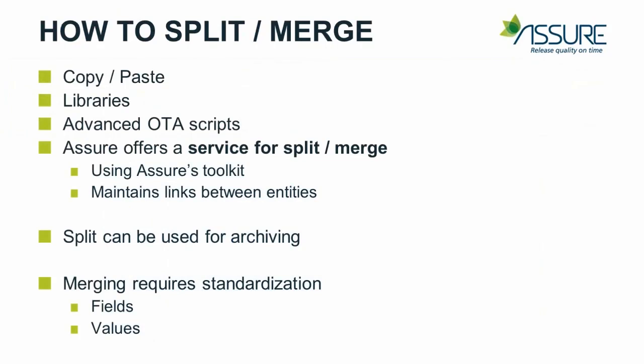The first one is copy-paste. Copy-paste works, meaning you open two ALM windows, one with one ALM project and another with another ALM project, and basically select the structure that you want, copy, go to the destination and paste. Easy. Now, it works only if the fields between the source and the destination projects are similar.